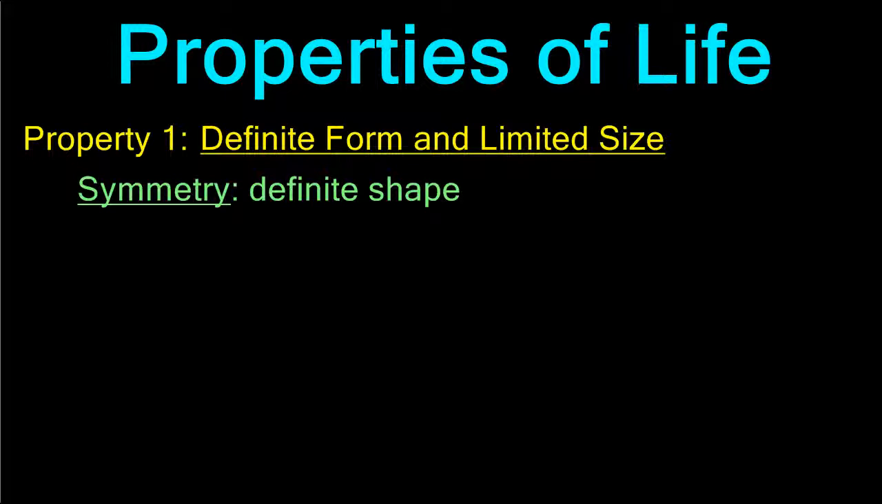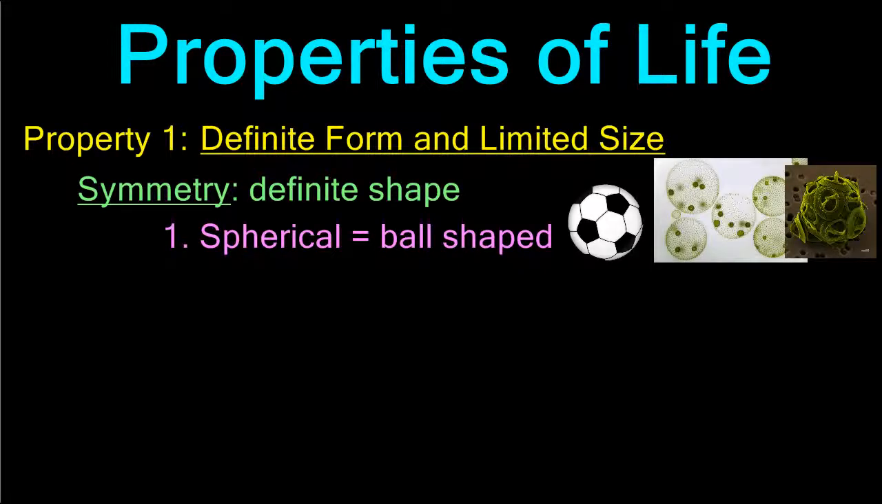Symmetry refers to having a definite shape. Some organisms can be spherically shaped. A sphere is very similar to a ball. Organisms that have this spherical symmetry include volvox, which is a type of algae, and also this other type of algae, golden brown algae. So you can see the two images that you see here on the right. These organisms are both spherically shaped. They have spherical symmetry.